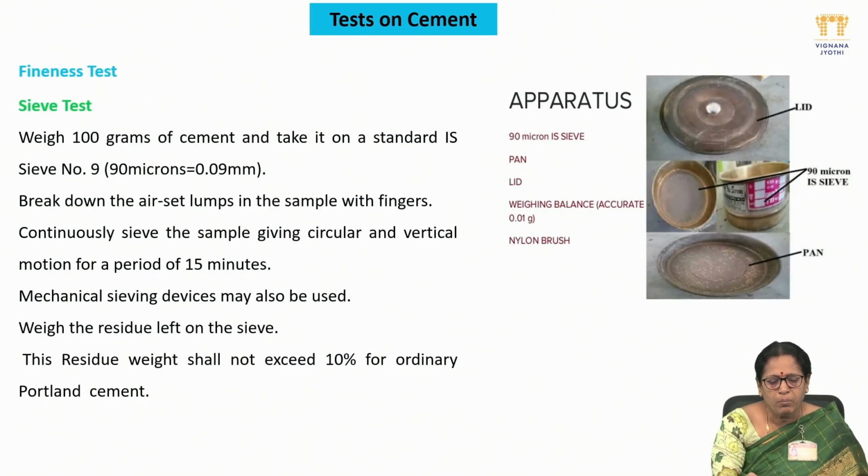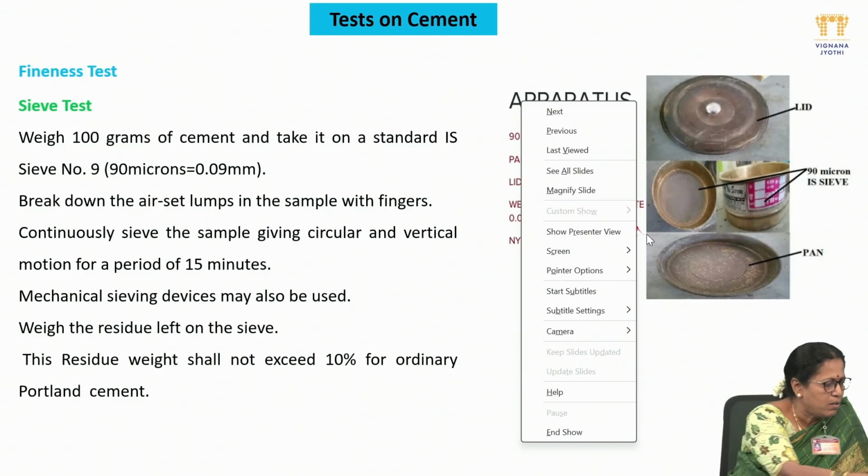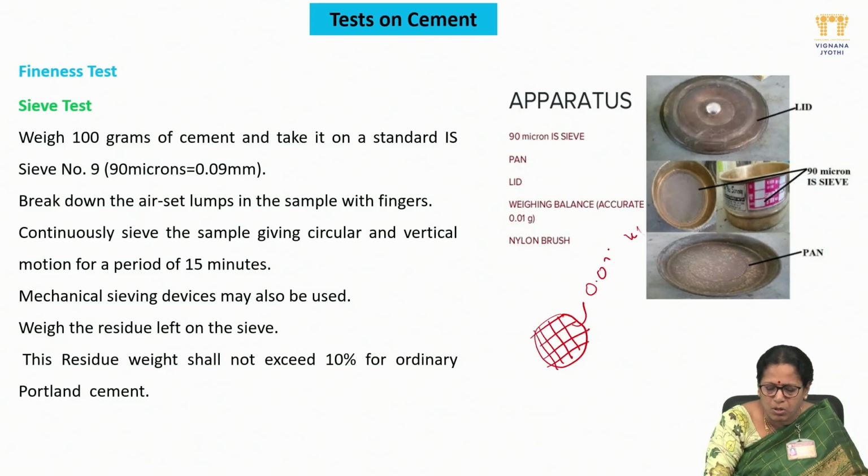Fineness test. Coming to the fineness test, this test indicates the average size of your cement particles. As per IS standards, take IS sieve number 9, which has square openings in the sieve. Each square opening is going to have 0.09 mm size. The size of your opening should be 0.09 mm.